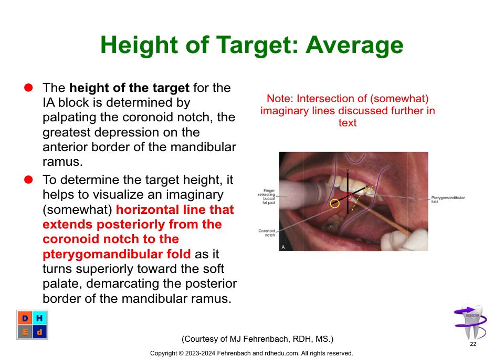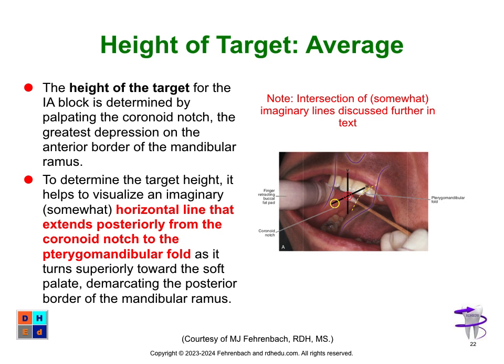The only one that we're going to be talking about right now is the horizontal line. On the vertical line, you'll have to get that from the textbook. So today, again, the intersection of somewhat imaginary lines is discussed further in the textbook. So today, we're going to palpate the coronoid notch mentally. We're going to go for the greatest depression on the anterior border of that mandibular ramus.